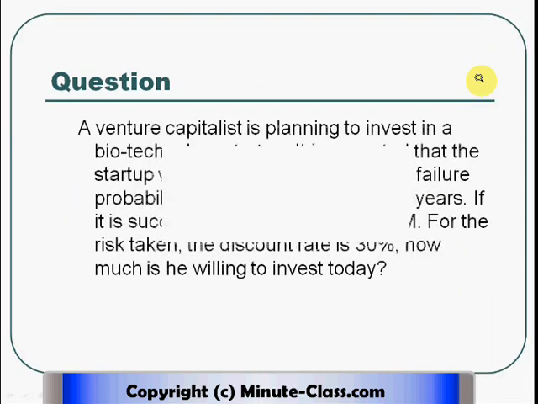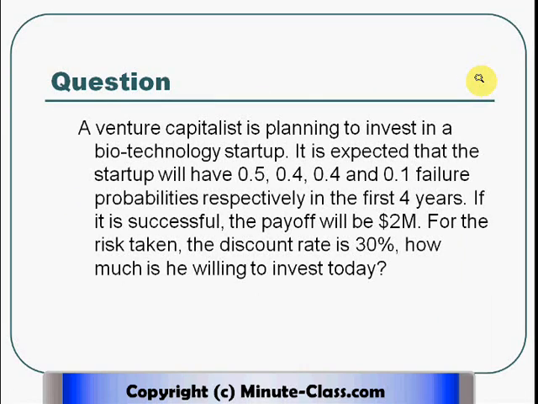The question is, a venture capitalist is planning to invest in a biotechnology startup. It is expected that the startup will have 0.5, 0.4, 0.4, and 0.1 failure probabilities respectively in the first 4 years. If it is successful, then the payoff will be $2 million. If it fails, of course, it is 0. Then for the risk taken, the discount rate is 30%. So how much is he willing to invest today?